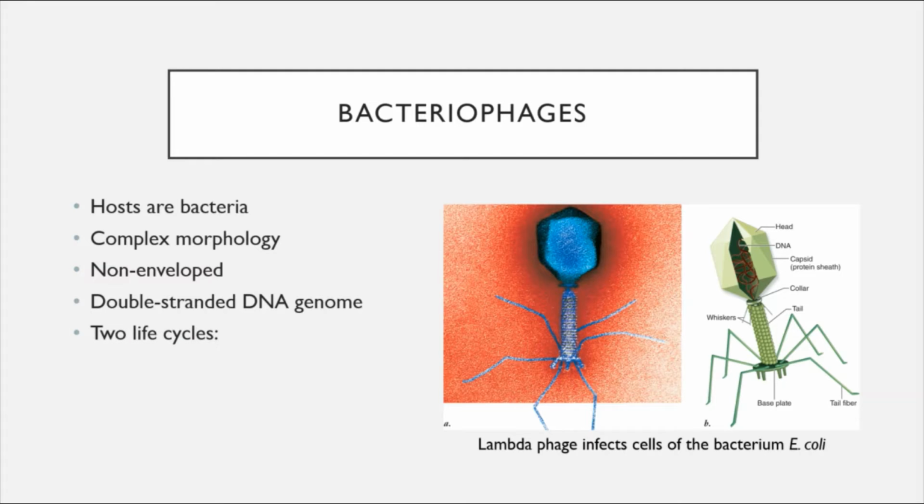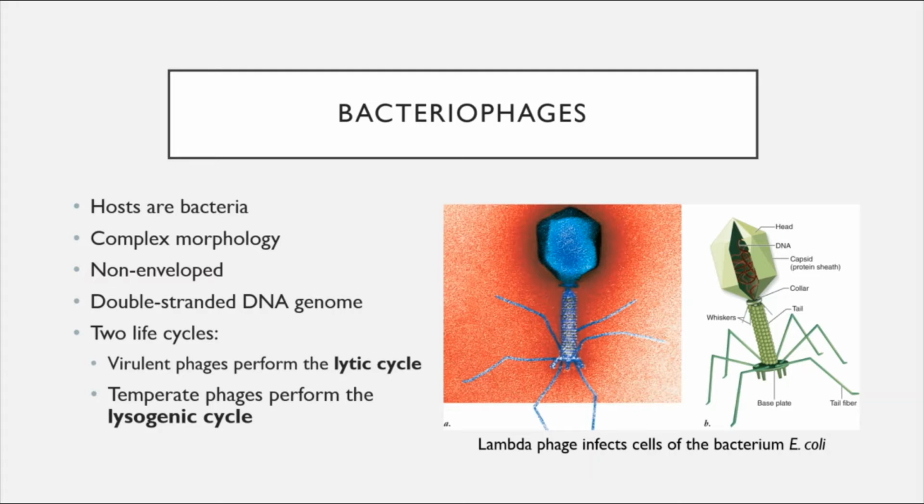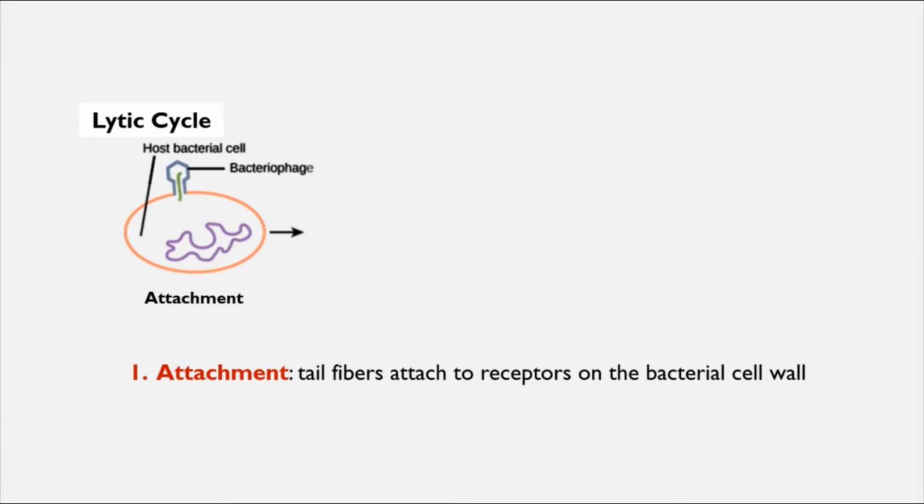Bacteriophages, depending upon the variant, can exhibit two different life cycles. Virulent phages are bacteriophages that perform something called the lytic cycle, and temperate phages perform something called the lysogenic cycle. Both of these cycles result in the production of new bacteriophages, but one of them is more immediately violent for the host cell than the other, and that is the one performed by virulent phages. Temperate phages are much more sneaky and less immediately violent, as we will see as we go over these two different cycles in just a moment.